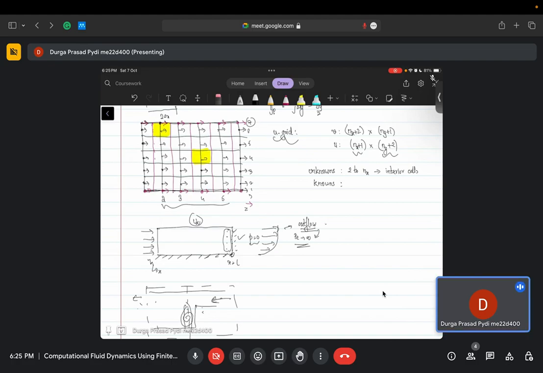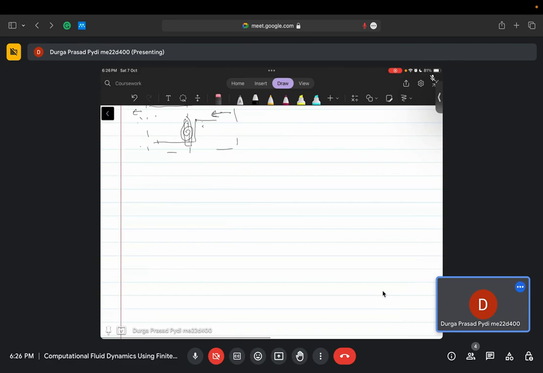So it's the same. Instead of 2 to nx, you will have 2 to ny as your interior cells along the vertical direction. So now I need to have this many equations to solve this. Okay, now let's come to this problem.